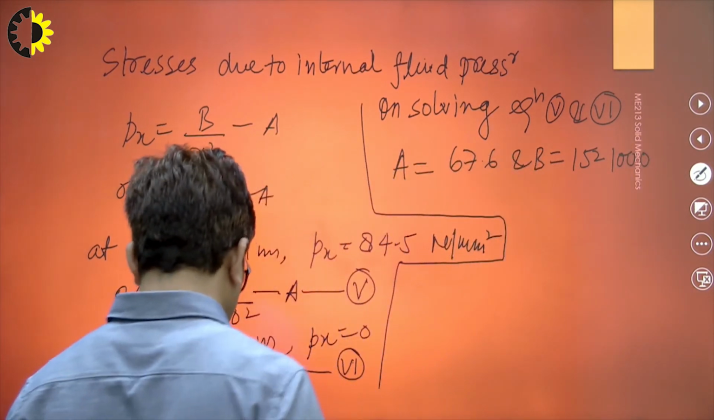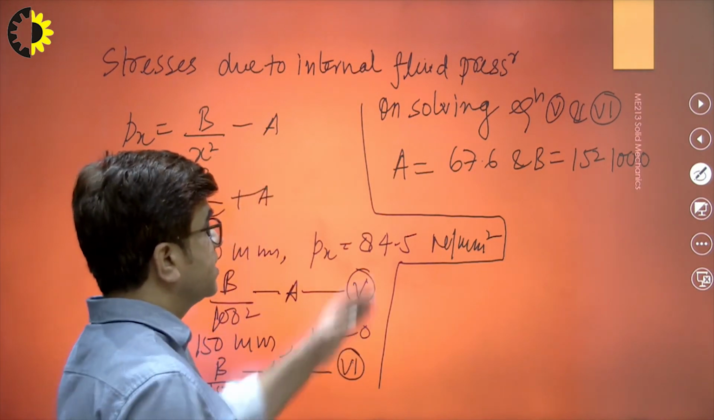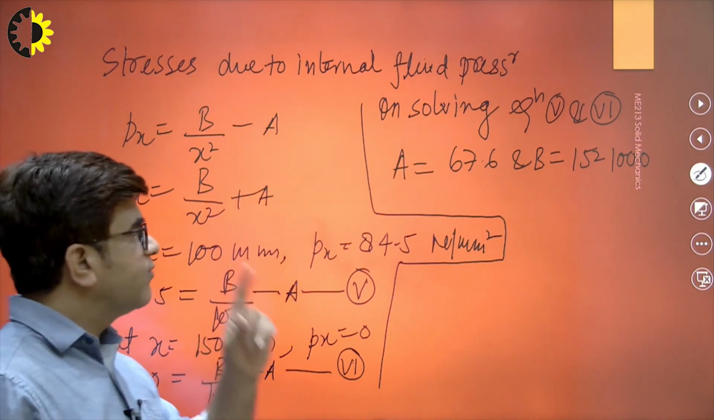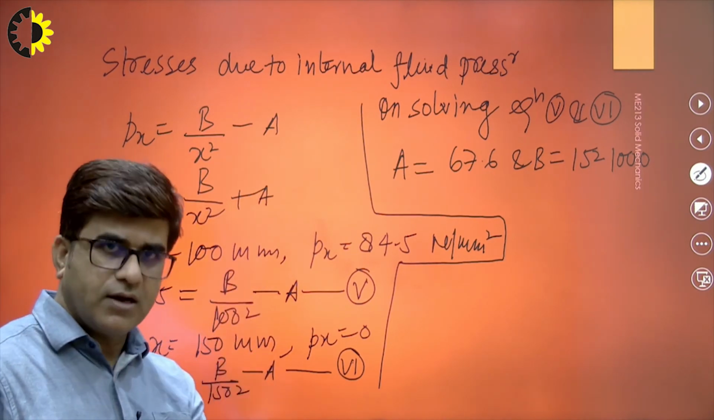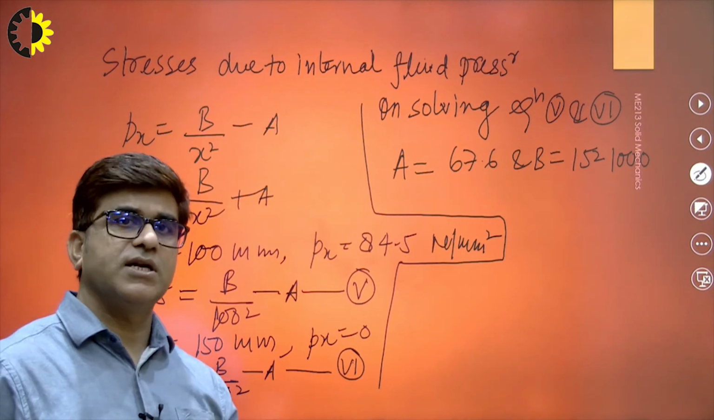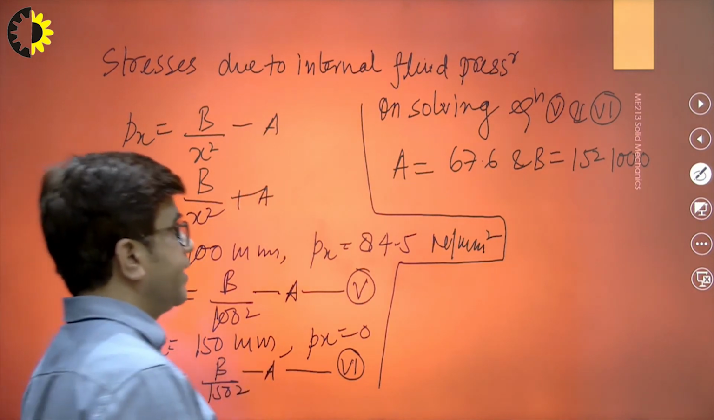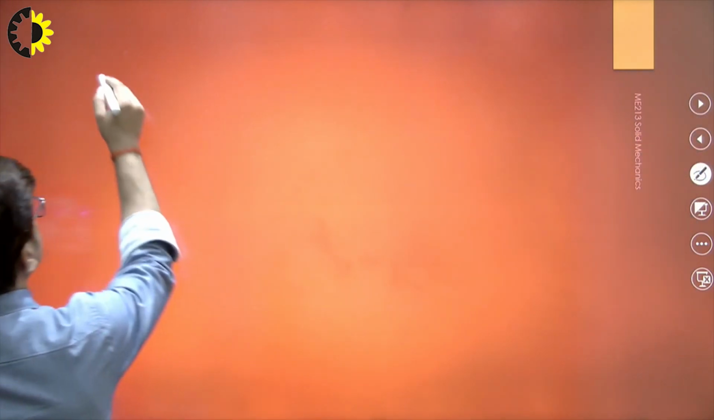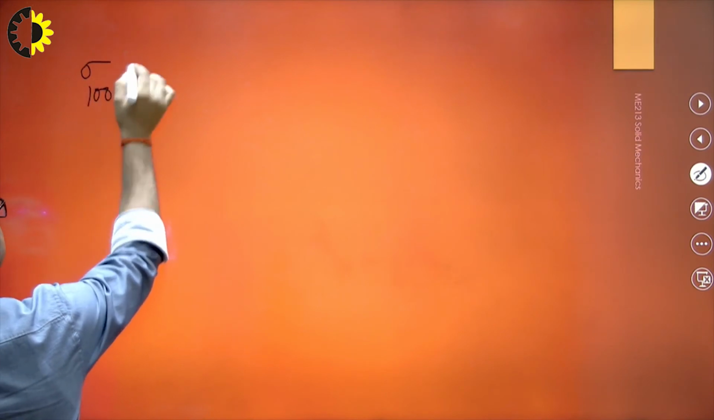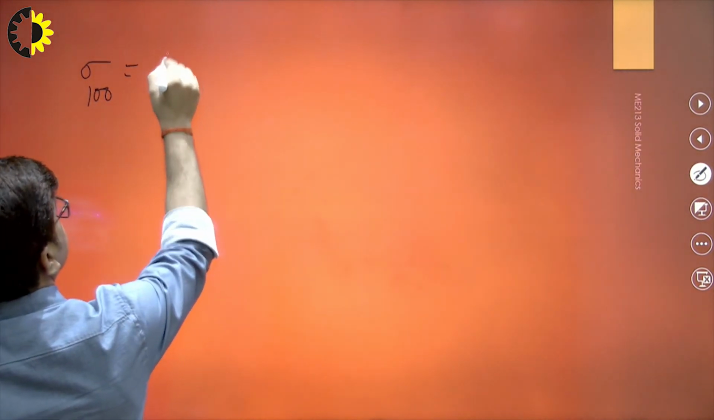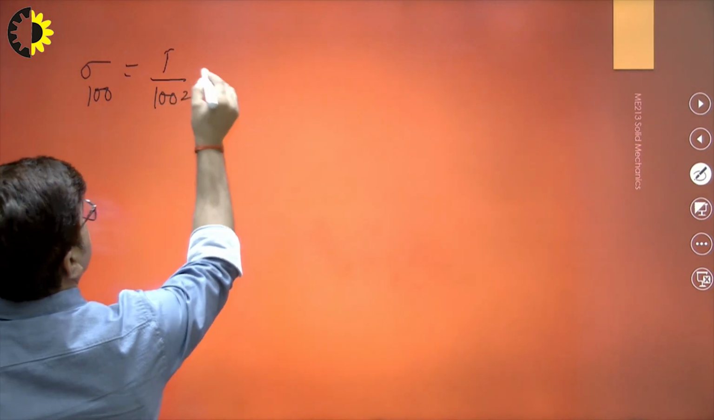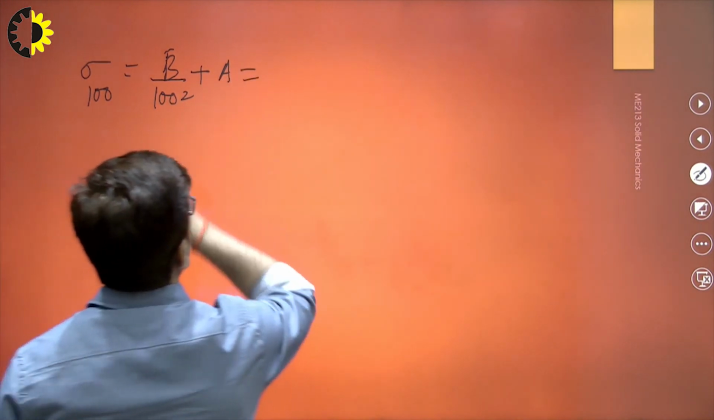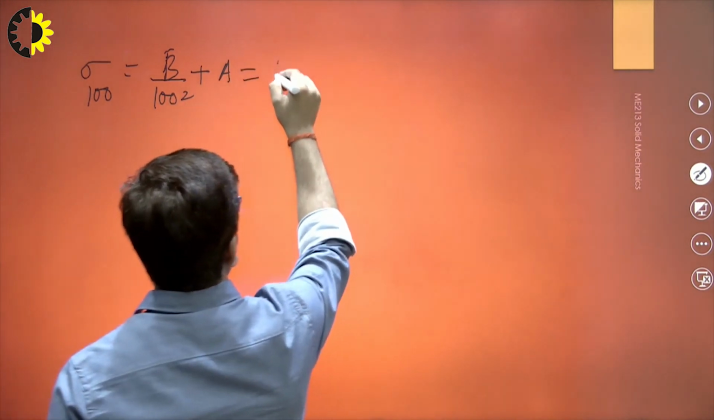So b is 152100. This is the value of a and b. Once we know a and b, we can find the hoop stress at 100 mm radius, at junction radius, and at outer radius. Now hoop stress sigma at 100 equals b by 100 square plus a. This is b, and we know the value of b as 152100.